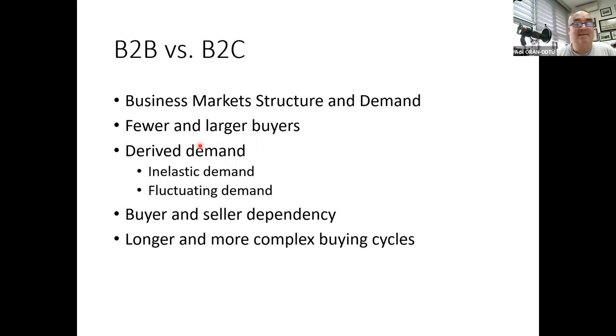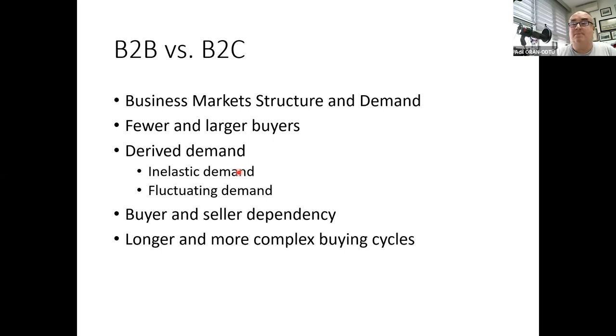Sometimes the demand isn't directly for the product, but because they want to produce or sell something else, they may need what you're selling. Especially if you have machinery to build something, to make something, or to help them sell something. So it might be some type of derived demand that you have to consider.